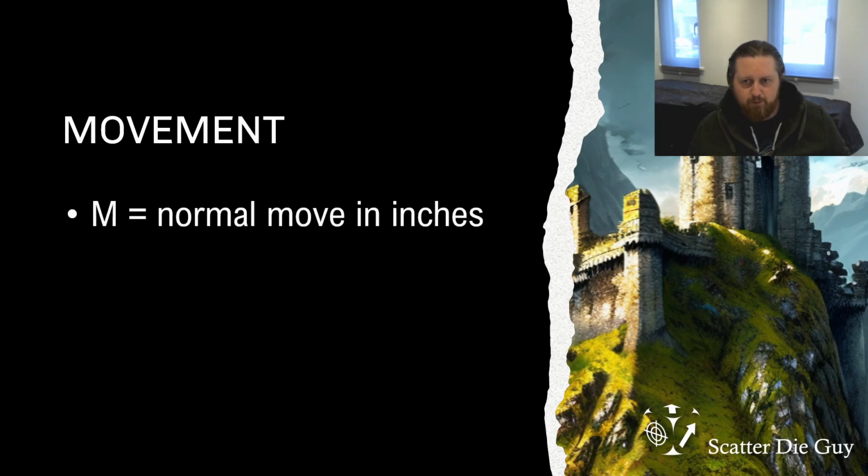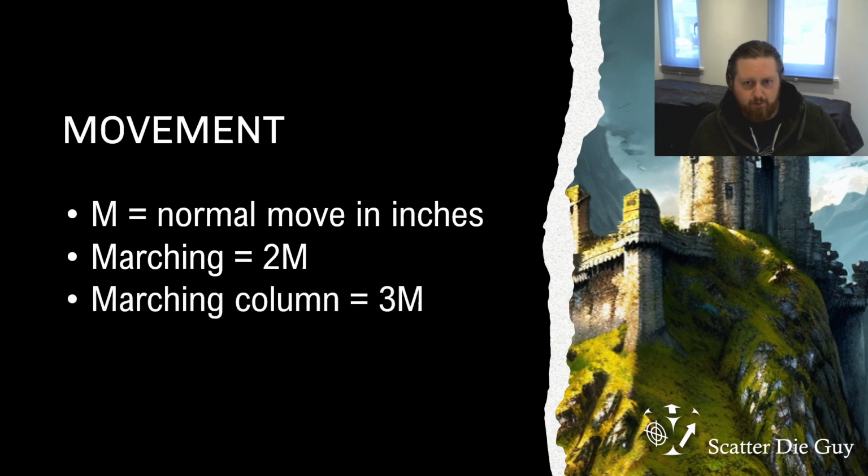Movement is probably the most self-explanatory characteristic. It simply represents the distance the unit can travel when making a normal move over open terrain in inches. Units can move up to twice this distance when marching and 3 times this distance when in a marching column formation. Mounted models will often use the movement characteristic of their mount rather than the rider, which of course is one of the chief benefits of being mounted on the battlefield.